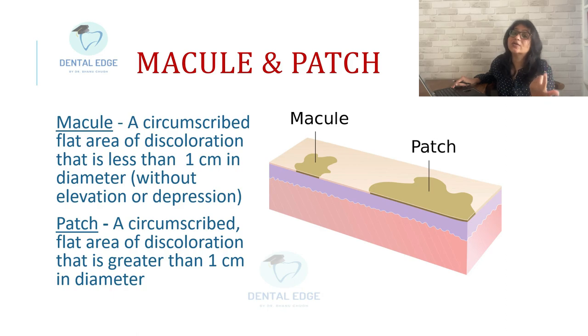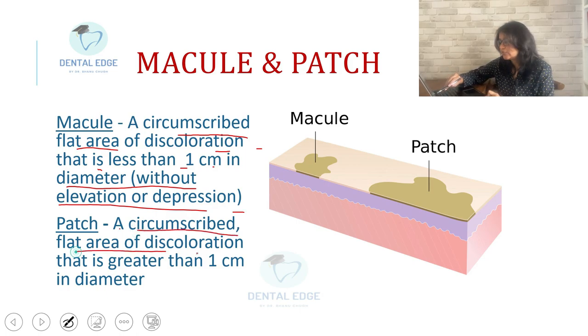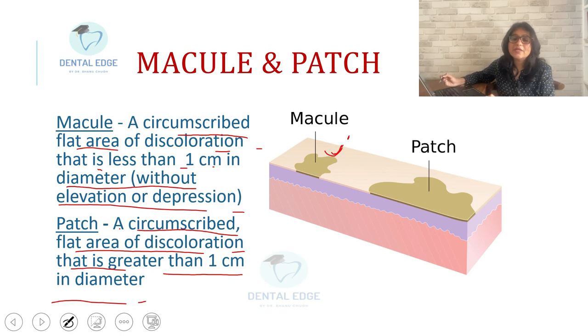So you can be asked in viva, what is a macule? So let's see the definition on the screen. A circumscribed flat area of discoloration that is less than 1 centimeter in diameter without elevation or depression. What is a patch? A larger macule is a patch. So a circumscribed flat area of discoloration that is greater than 1 centimeter in diameter. So if you can see on the screen, a flat circumscribed, discolored area, which is less than 1 centimeter, is a macule, and a large macule will be called a patch, right? What is the next thing that we need to know?